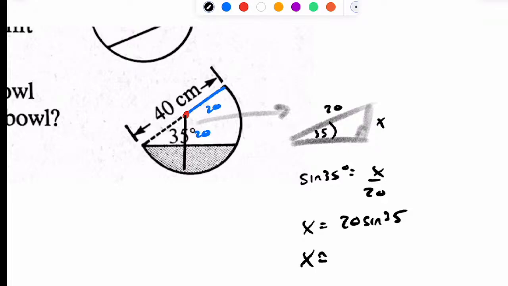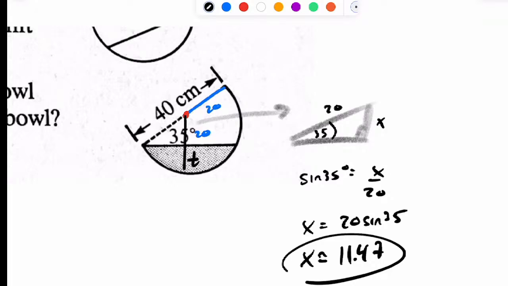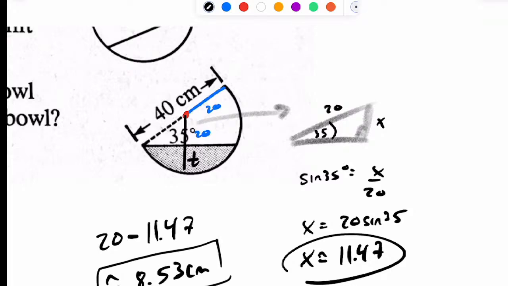or so, and I'm getting 11.47. Now that's not what I want. I want this length here. So let's call this t or something. To find my answer, you take 20 and subtract 11.47, in which case I'm going to get 8.53 meters? Or not meters, centimeters. That'd be a pretty crazy bowl if it was in meters. This would be insane.